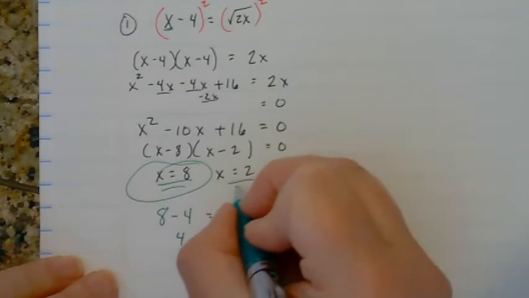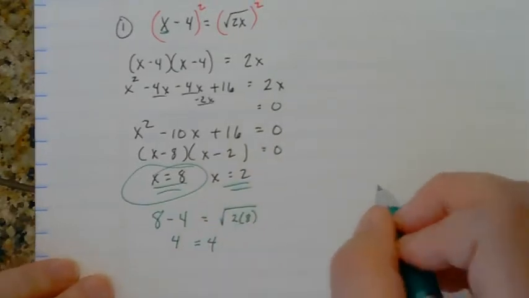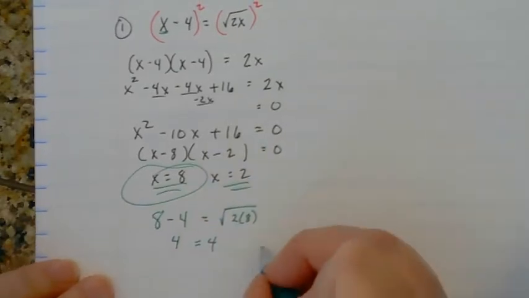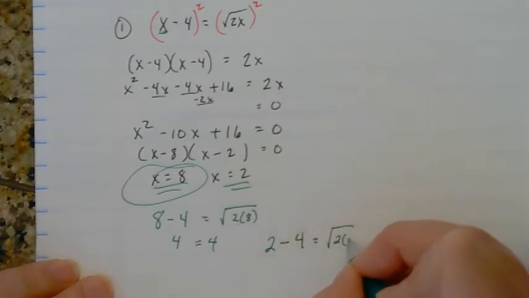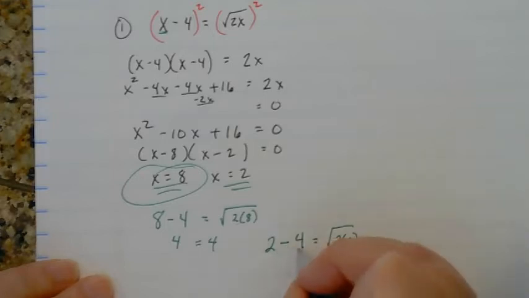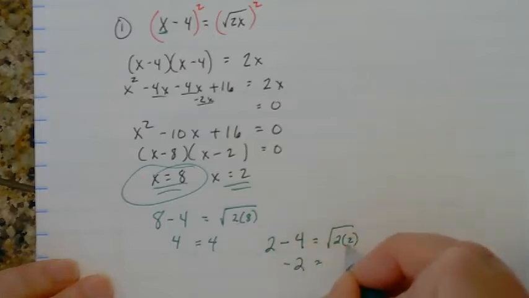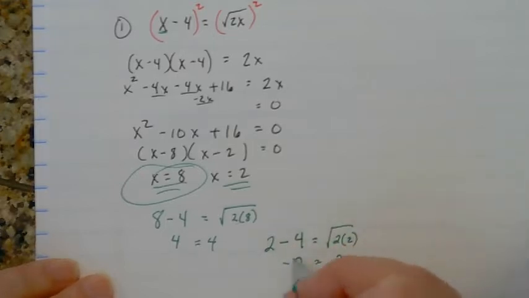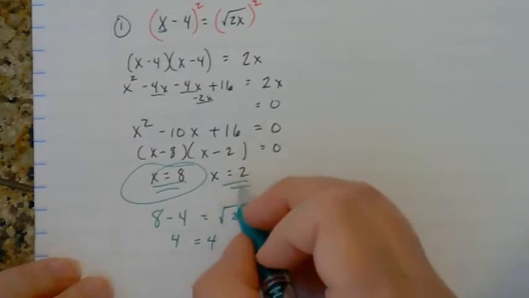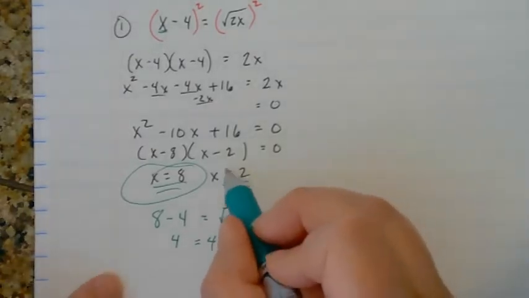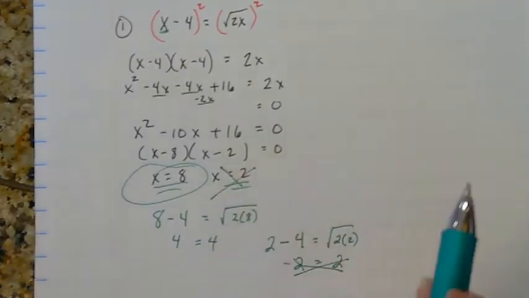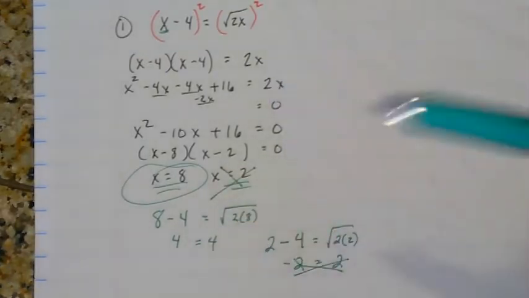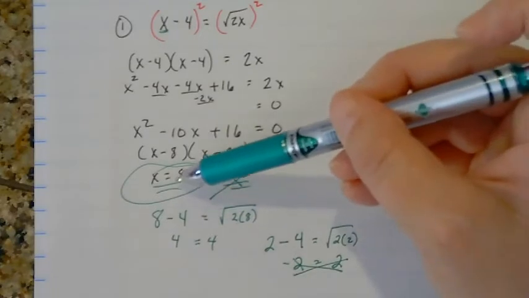Let's try our other solution, the solution of 2. So I'm going to see if 2 minus 4 is equal to the square root of 2 times 2. 2 minus 4 is -2, and the square root of 4 is 2. This is not a true statement. So that means that even though I solved this correctly and got the answer 2, 2 is not a good solution. It must be extraneous. So the only solution that works in this case is the number 8.